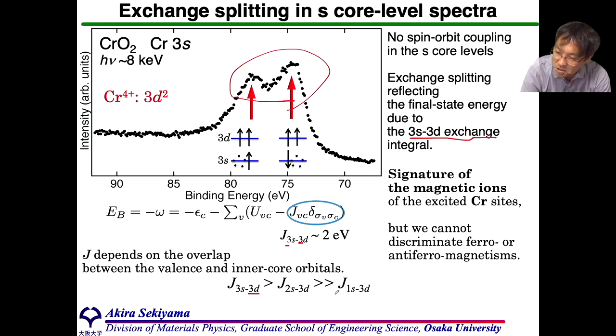So in reality, we cannot detect this splitting. This splitting is so small compared with the 1s energy width. Therefore, in order to see the exchange effect, usually we see the s-orbital photoemission with the same principal quantum number.